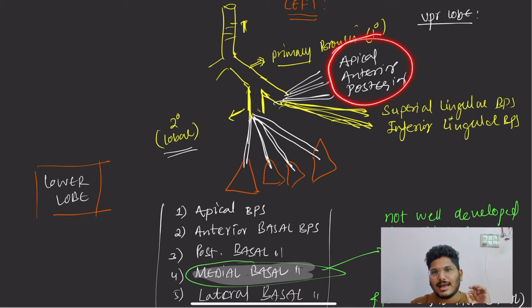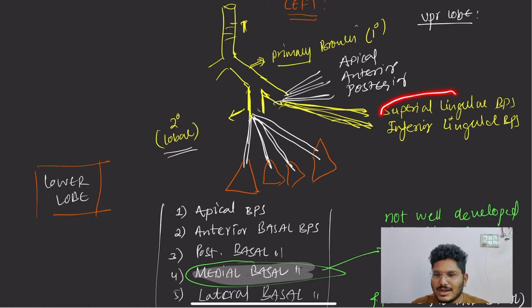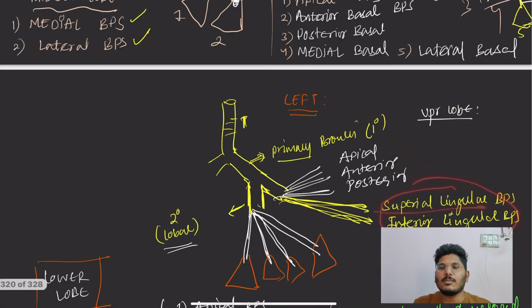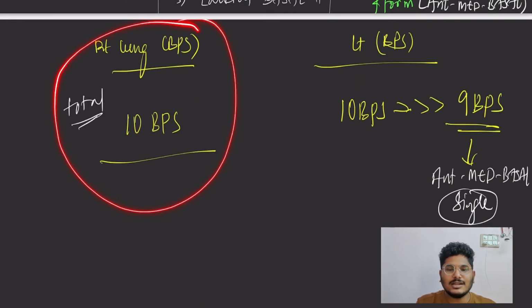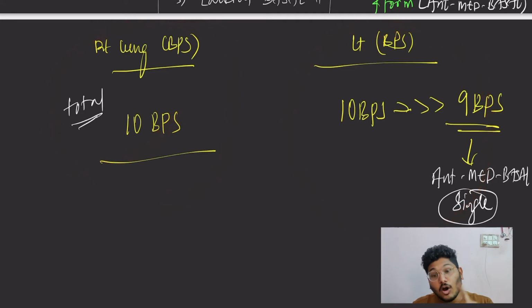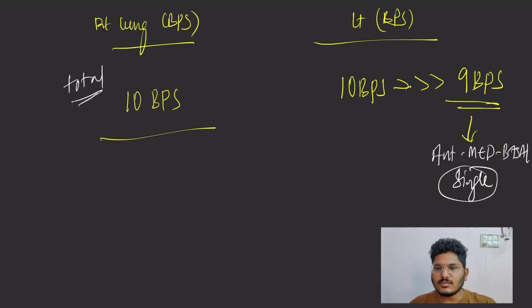The 3 are same as the right lung, that is apical, anterior and posterior. The other 2 are their tongue-like segmental projections called superior lingular and inferior lingular bronchopulmonary segments. So if you calculate finally, the right lung has a total of 10 bronchopulmonary segments. The left lung also has 10, but the medial basal, which we discussed, is usually not much developed, and it forms anteromedial basal. Therefore, usually 9.